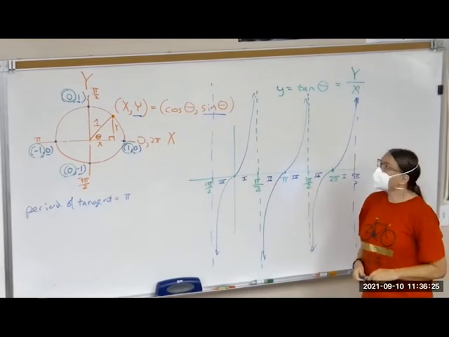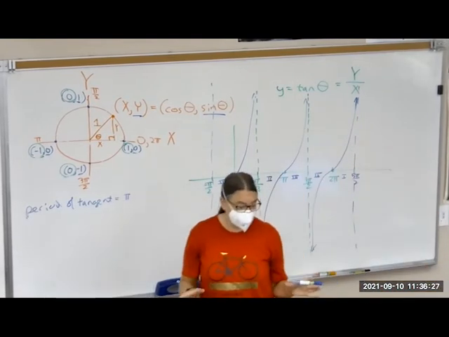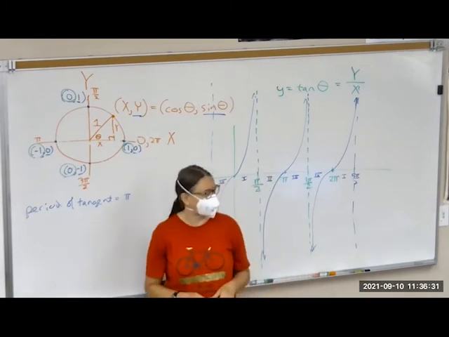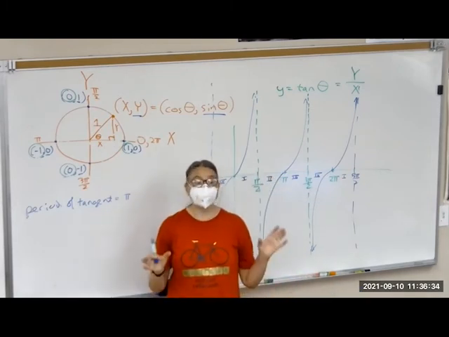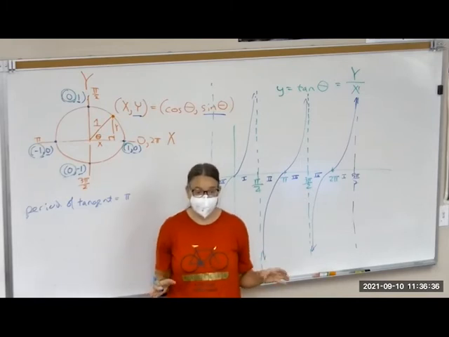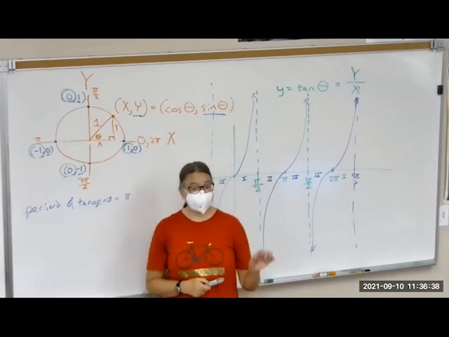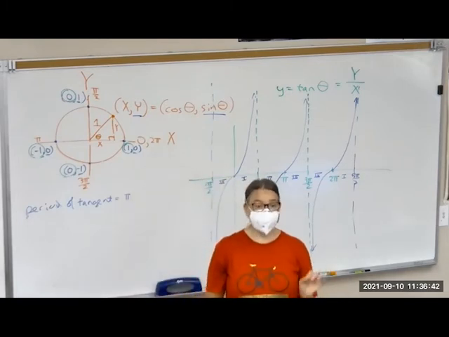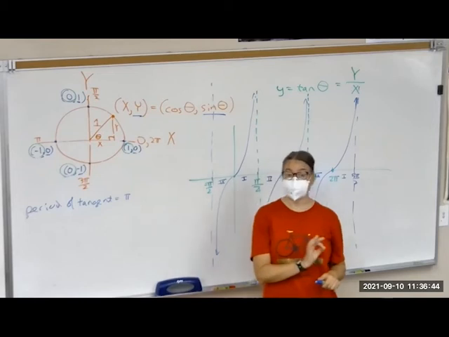Okay, so I'm going to pause the video again. I'll still be here. I can still monitor the chat for those of you at home, but I'm going to have you folks graph cotangent of theta. And see if you can figure out, if you don't already remember, what the period is. And for your graph, I will ask that you start and end with an asymptote.